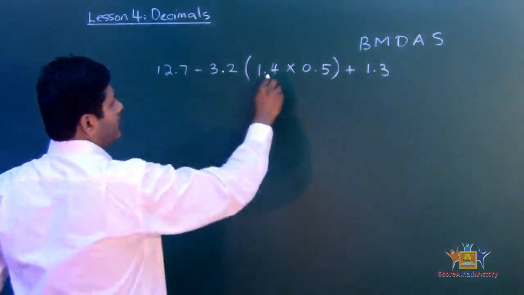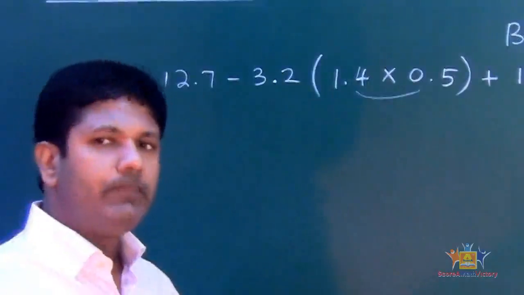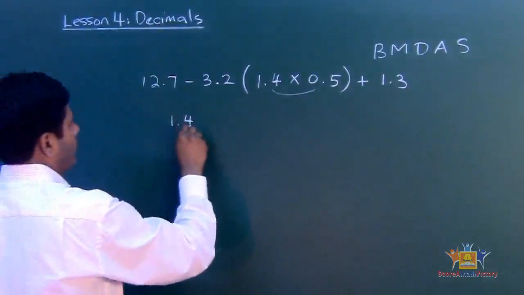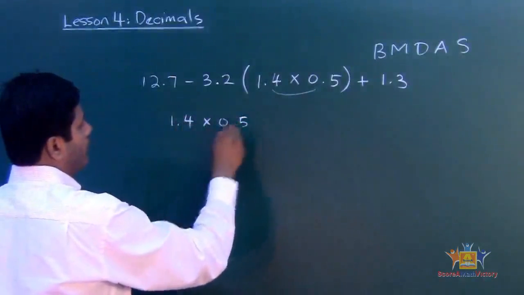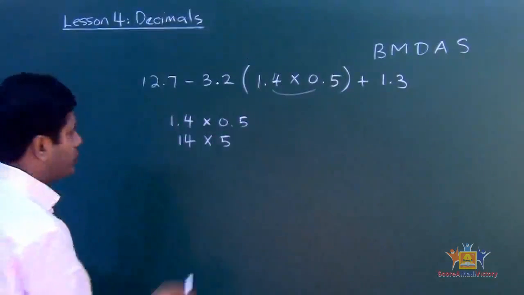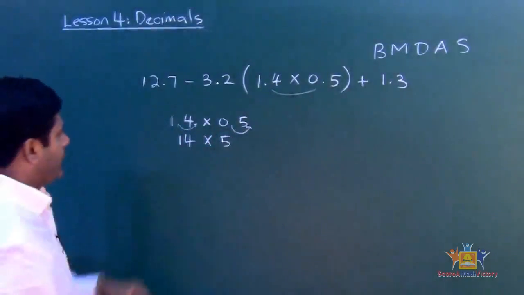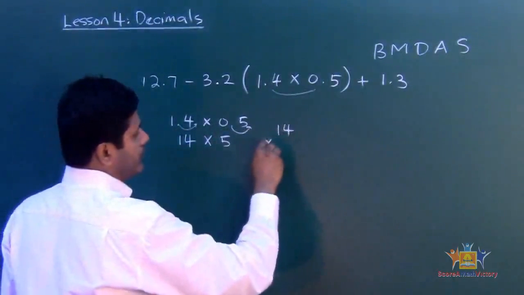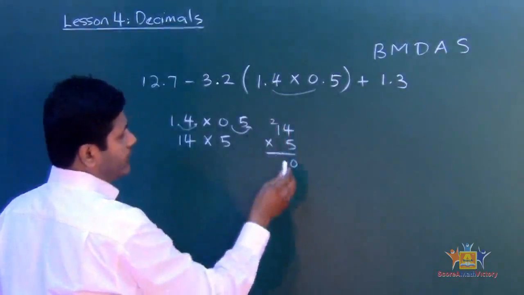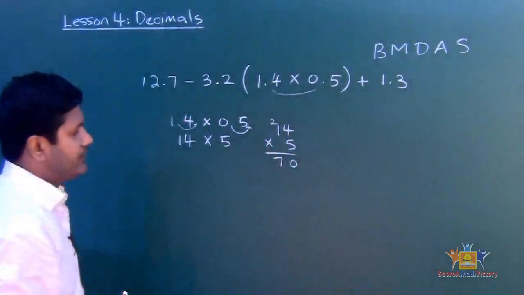So that means I'm going to multiply this first. When you multiply two decimals, you use the forget now, remember later method. So we can take that apart. We can write down here 1.4 times 0.5. I'm just going to forget the decimals, so it's going to be 14 times 5. Pretty much I'm just moving the decimal out. I'm going to use the long multiplication method. 5 times 4 is 20, carry the 2, put the 0, 5 times 1 is 5, plus 2 is 7, so that gave me 70.